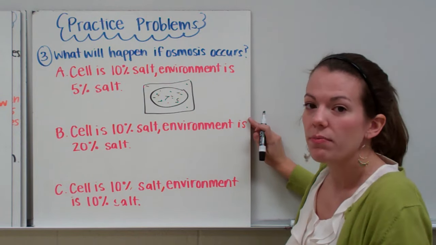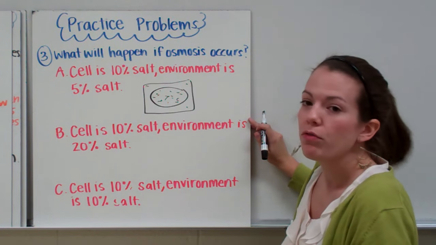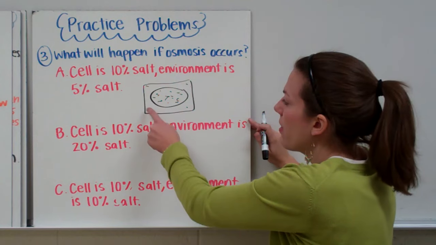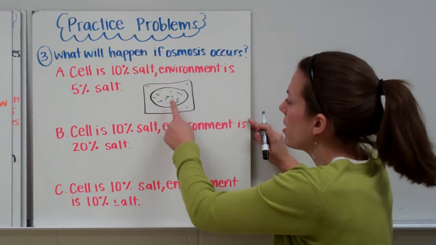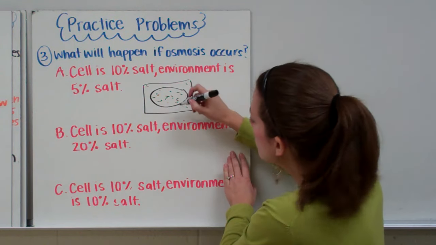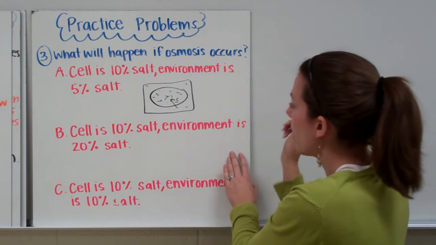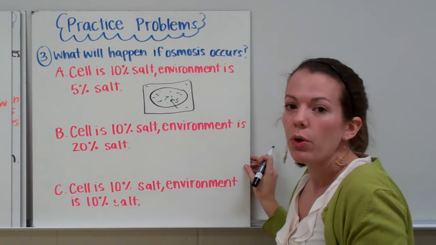Since osmosis is the movement of water, our water is going to move from the area with more water, see all that extra white space, to the area with less water. So water is going to go into the cell, so water will enter the cell. As a result, the cell will get bigger.